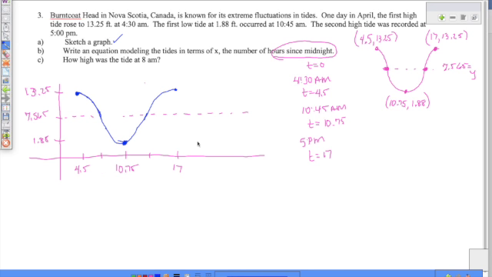So I have my amplitude, so that's the distance between 7.565 and 13.25. So I'm going to subtract those two, right? 13.25 minus 7.565. And I'm going to get my amplitude. And that's 5.685.